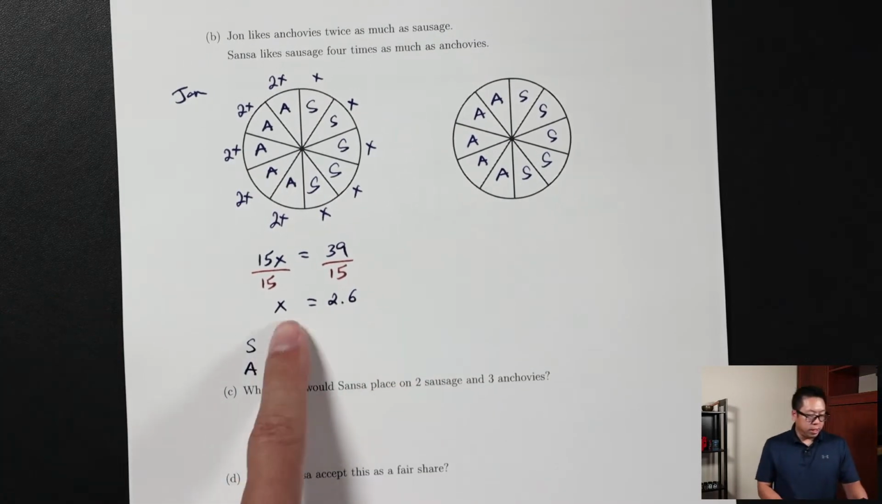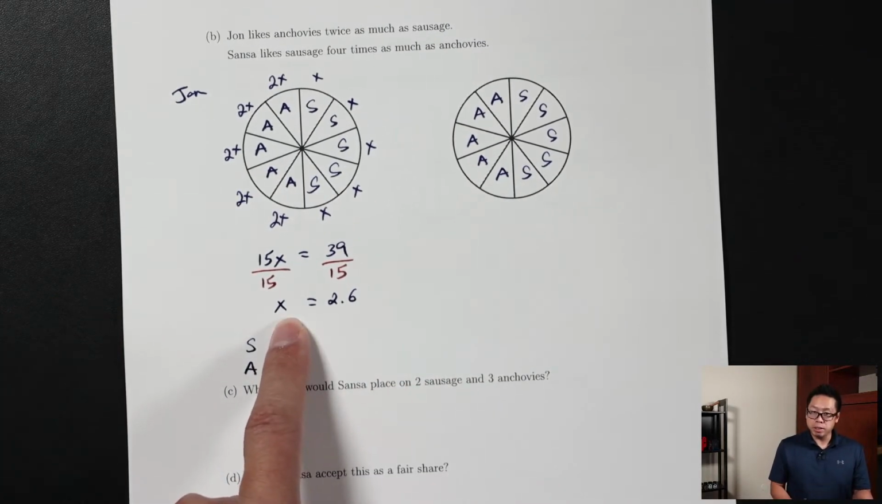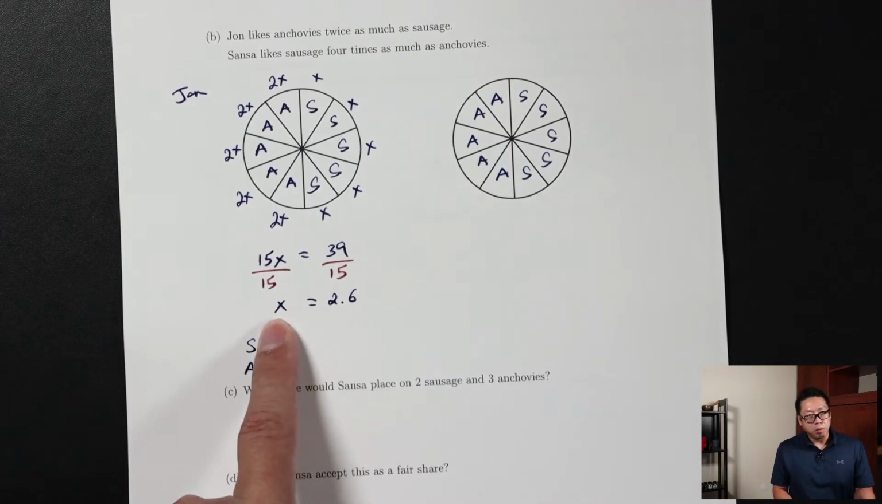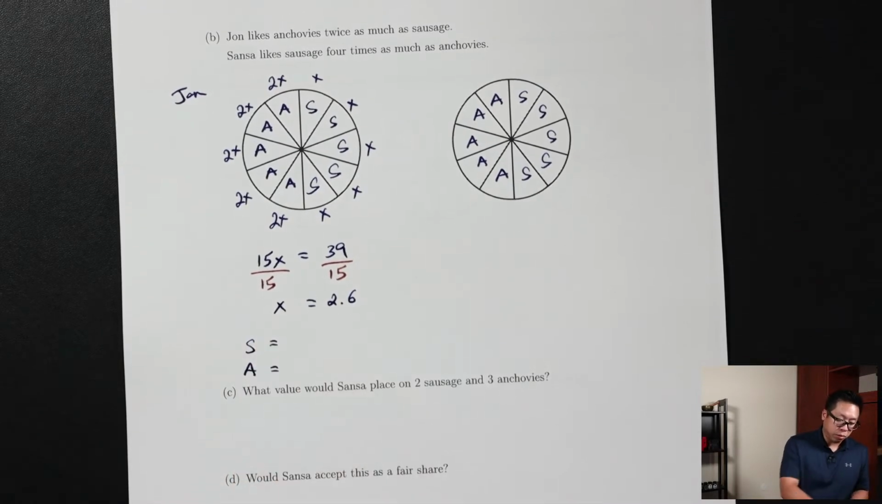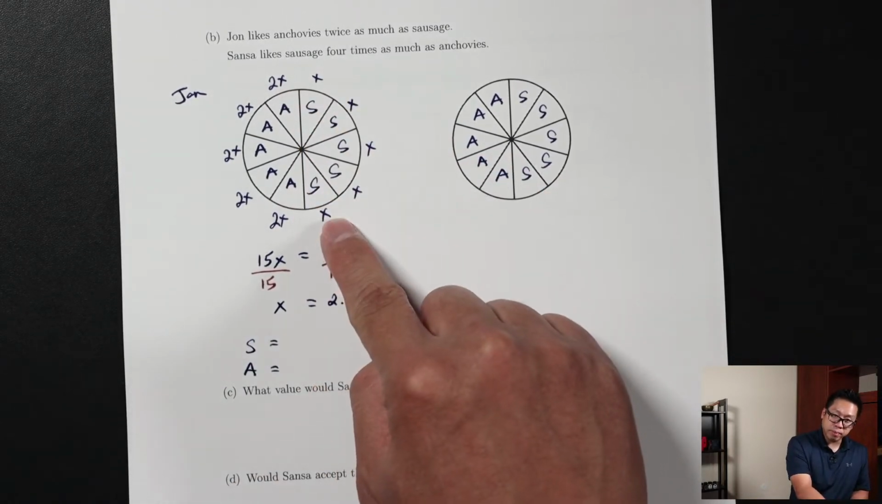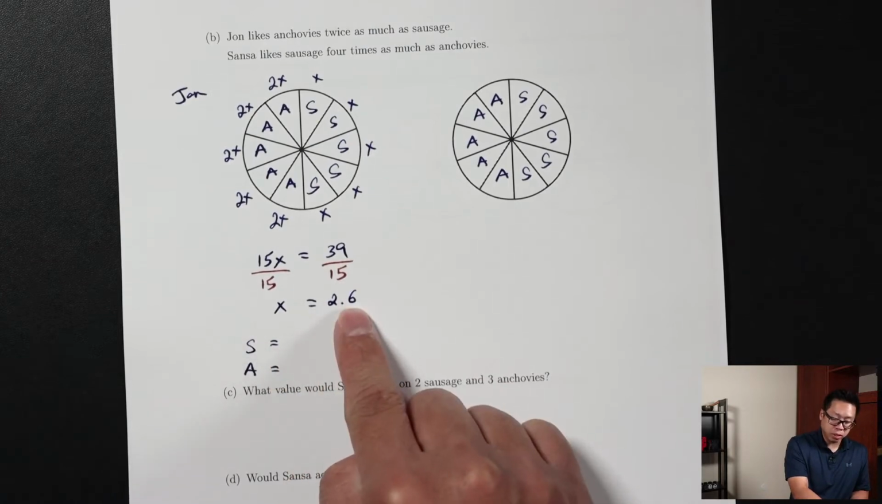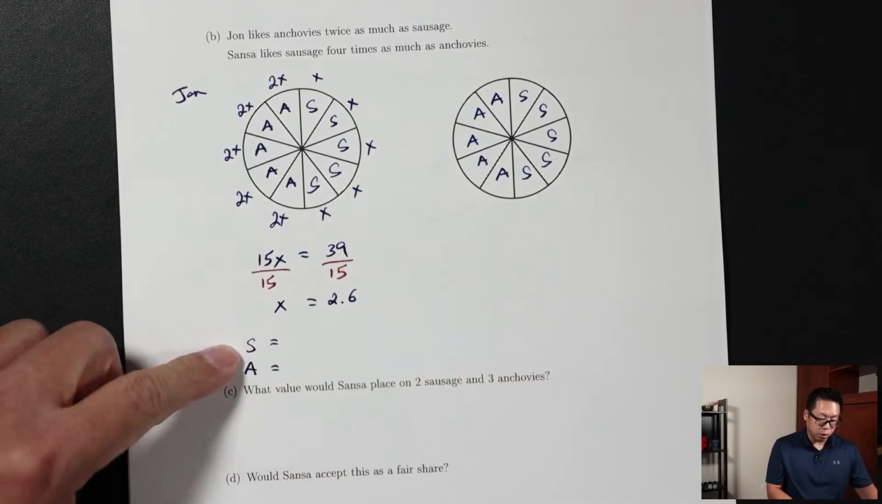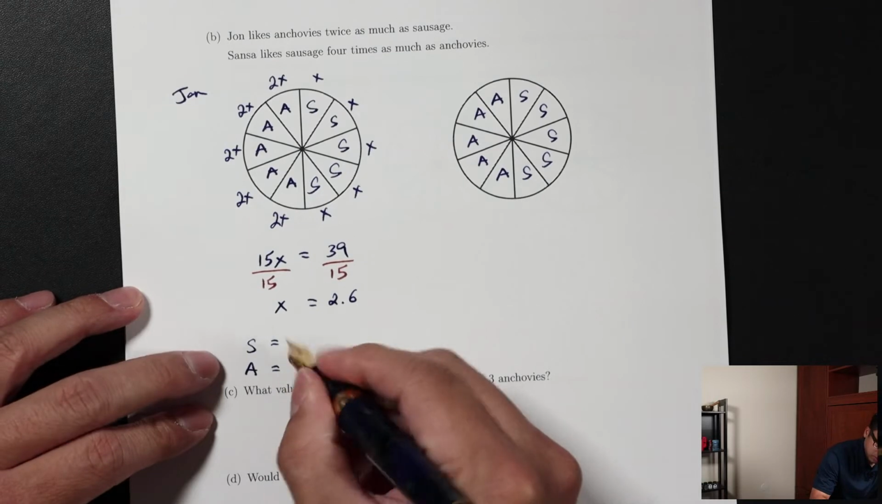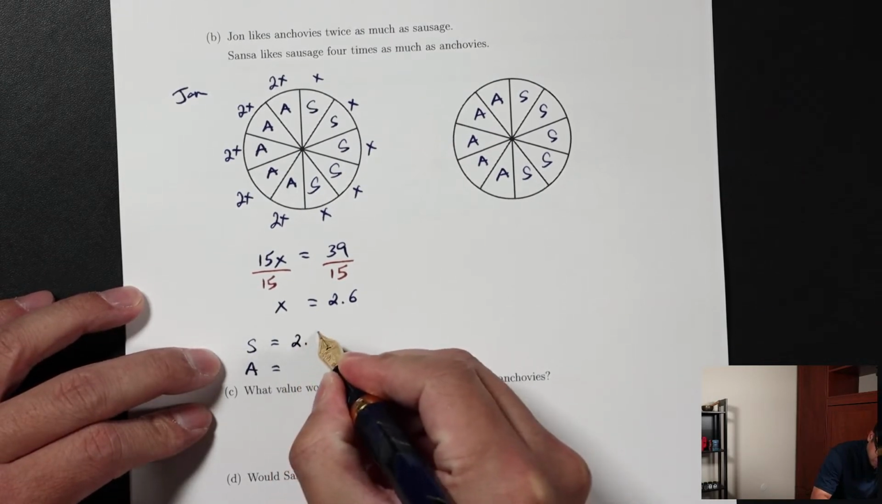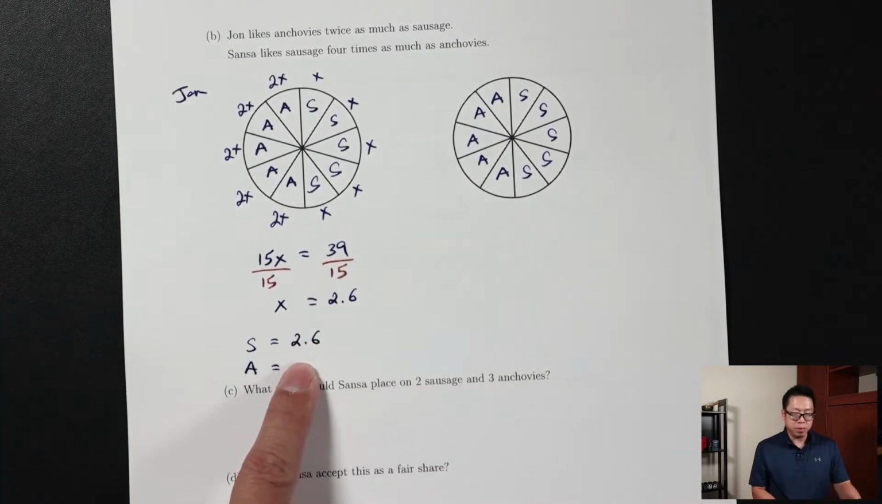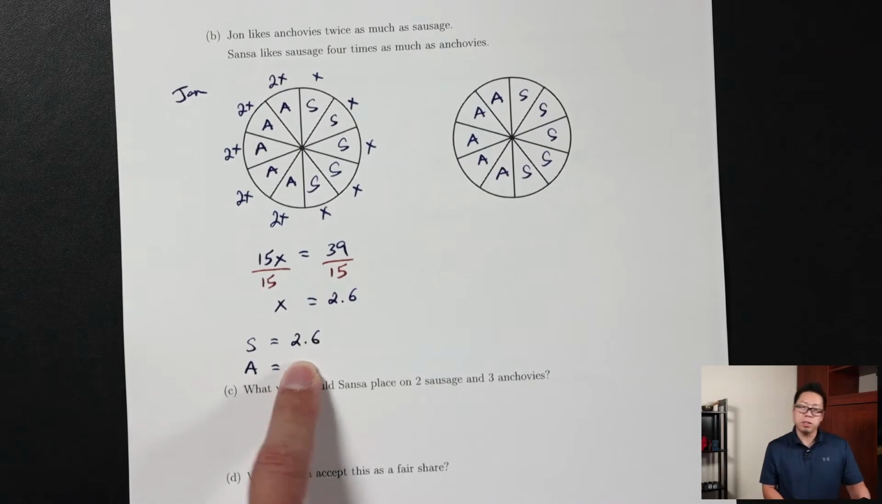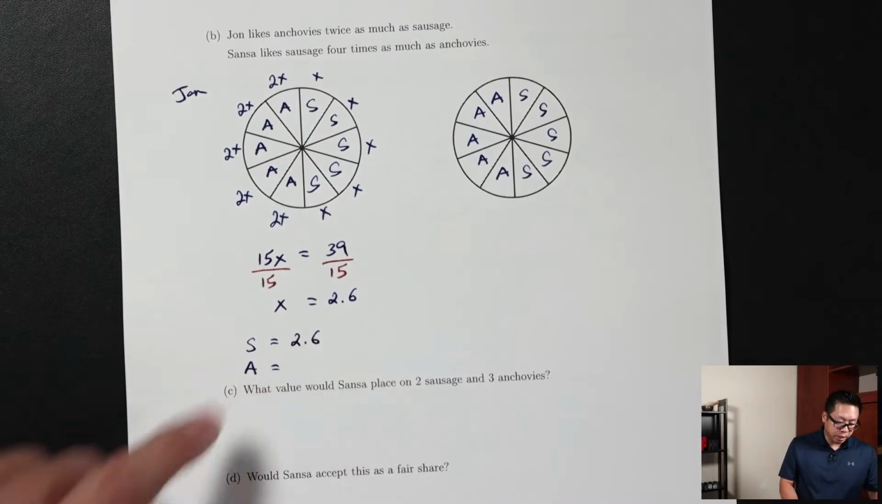Okay, the x, 2.6, which slice goes with the x? Which slice did we label as regular x? Okay, so sausages are regular x, and regular x is 2.6. That means that the sausages are worth 2.6 to John. Okay, 2.6 is 2.60, so $2.60 to John.